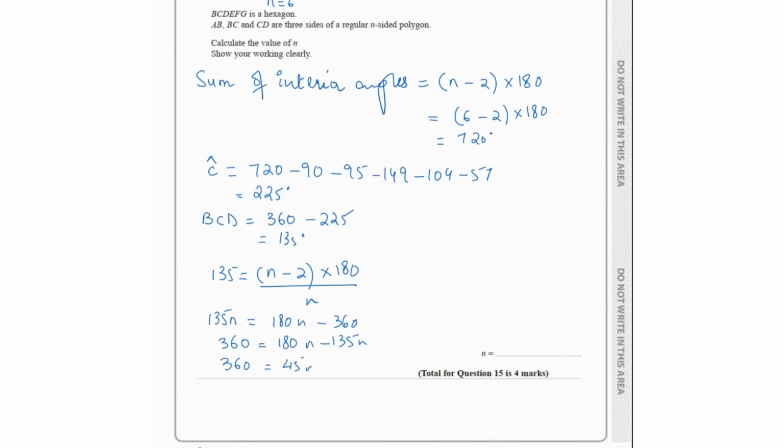That's 45n. So 360 divided by 45, and that gives us 8. So this n-sided polygon has 8 sides. So remember to memorize these formulas because these formulas are not going to be given to you in the formula sheet.